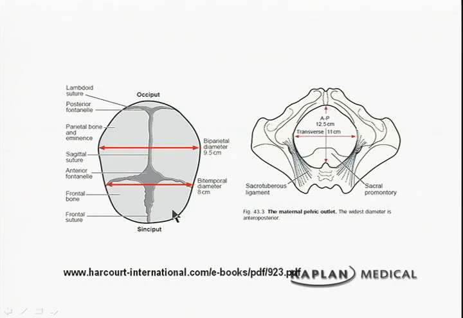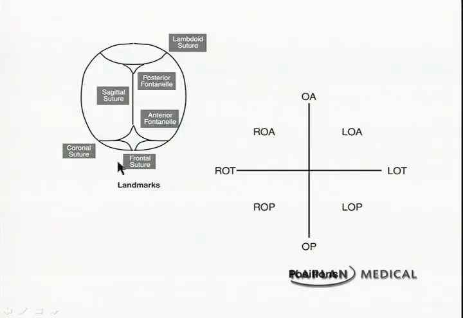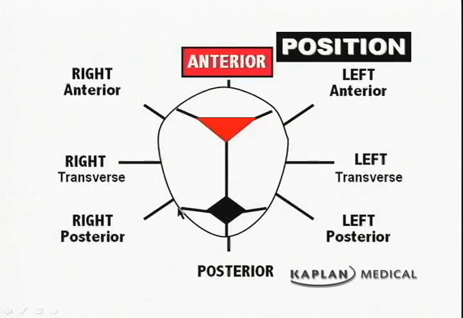We use as the landmarks the fetal head, and the occiput is here with the triangular-shaped posterior fontanelle. In terms of the mother's bony pelvis, this is anterior and this is posterior. This is what you see in your notes. This is the occiput, posterior fontanelle, anterior fontanelle. What we're going to look at is the orientation of the occiput. Is it occiput anterior, right occiput transverse, right occiput posterior, and so on.